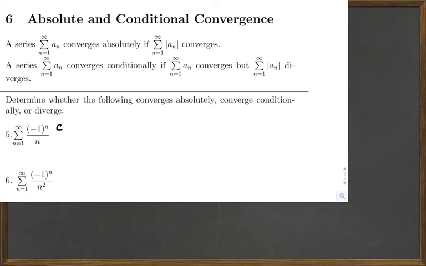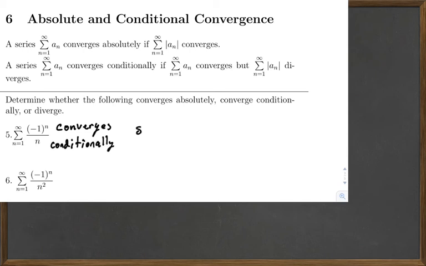So we're going to look at a couple of series. We're going to determine whether the following converge absolutely, converge conditionally, or diverge. So we're going to look at those same 2 series we did in the previous video. The sum n equals 1 to infinity of negative 1 to the n over n, and the sum n equals 1 to infinity of negative 1 to the n all over n squared. And we applied the alternating series test on both of them. And so they will converge by the alternating series test. And so that'll give us at least conditionally convergent on both of them.